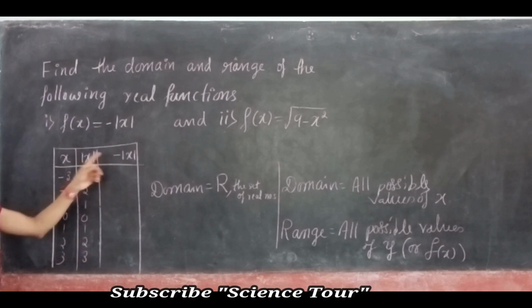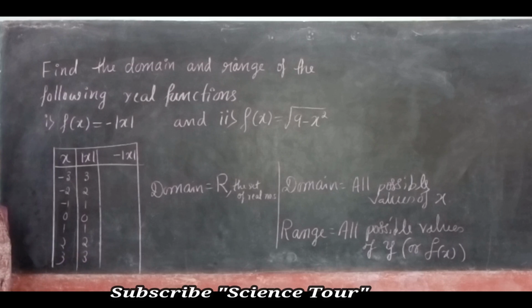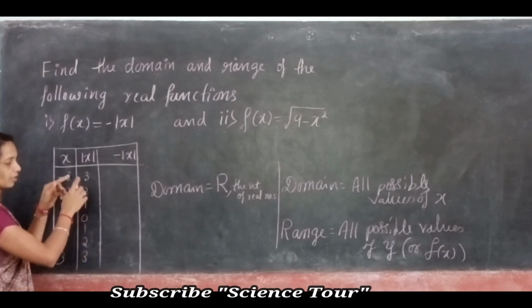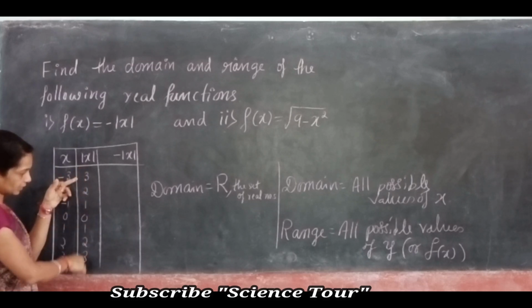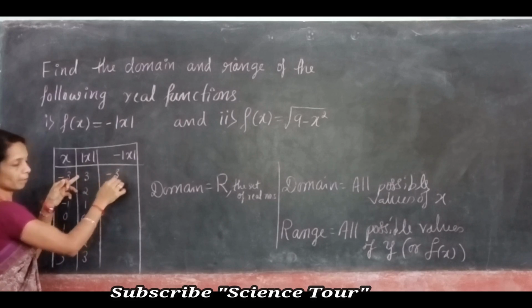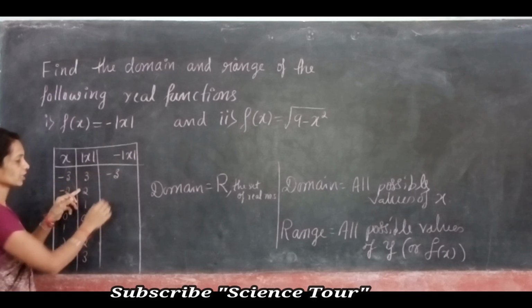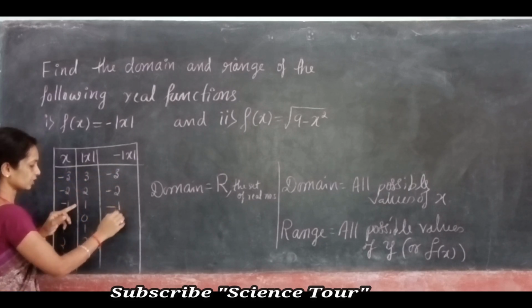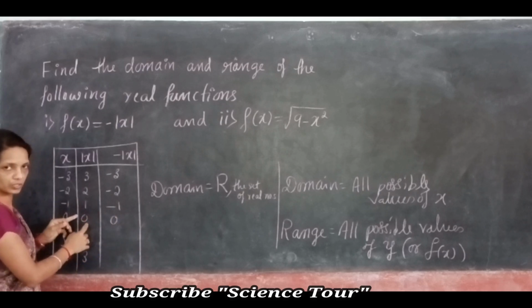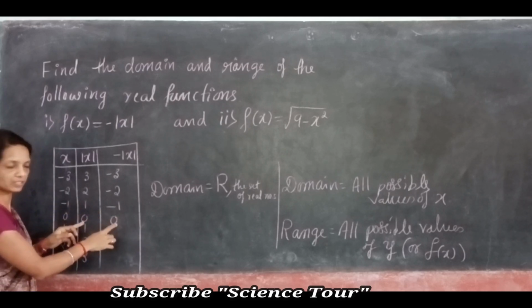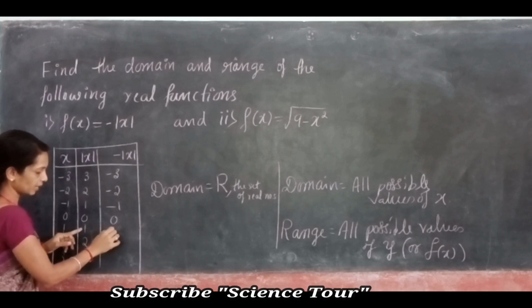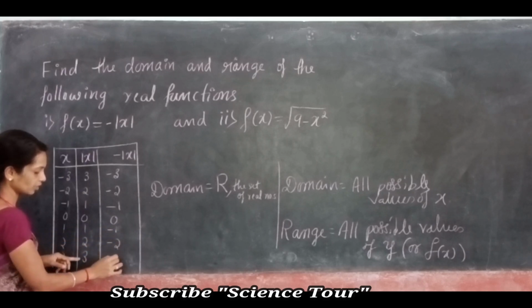And what is minus mod x? Minus mod x means for this column you have to multiply by minus 1, so you write it with the minus sign. Minus 3 here, minus 2 here, minus 1 here, minus into 0, that is minus 0, which is the same as 0, and here minus 1, minus 2, minus 3.